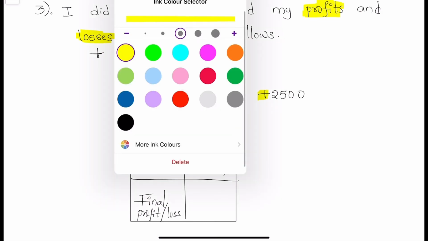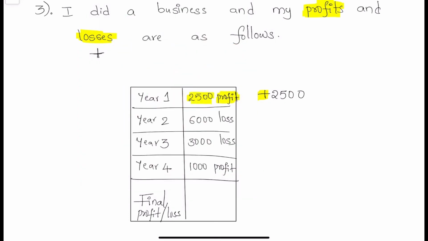And then now we have year 2, 6,000 of loss. So 6,000 is a loss. So what is the number I'll write? It is negative 6,000. And then we have 3,000, which is loss. So I'll write negative 3,000. And then we have 1,000 profit. It's profit. So it should be what? Yellow. So I have 1,000 profit, which should be positive 1,000.